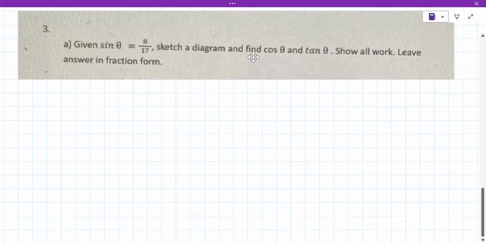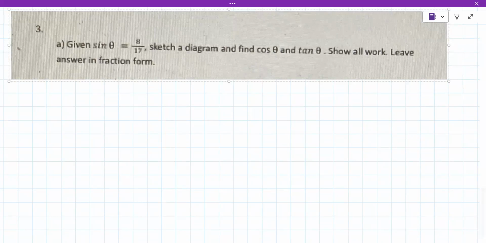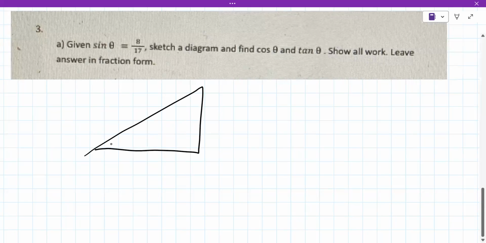Okay, here's a new problem. I think this is the next one I see on there. It says given sine theta equals 8 over 17, sketch a diagram and find cosine. So you want to draw a right triangle, your favorite right triangle. This is theta. And then you have to remember the three relationships, and your teacher was kind enough to give them to you here.